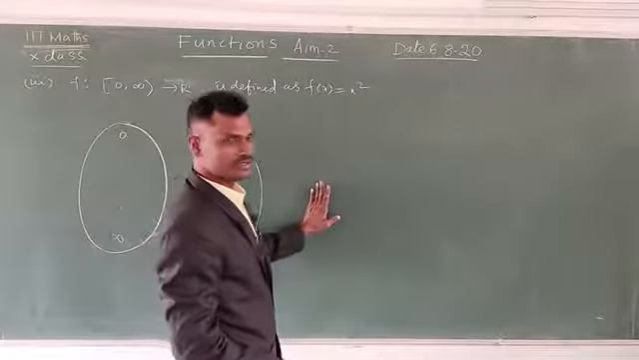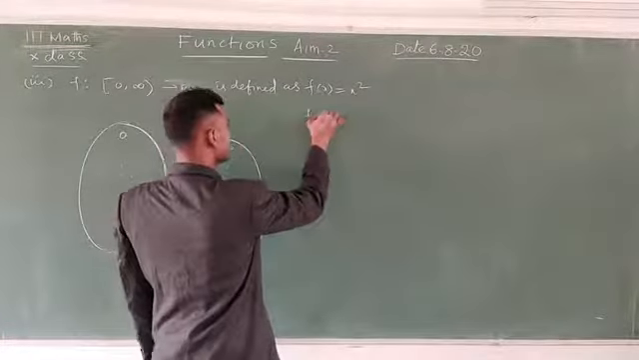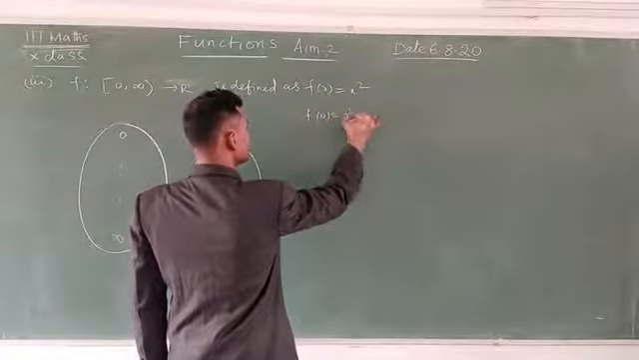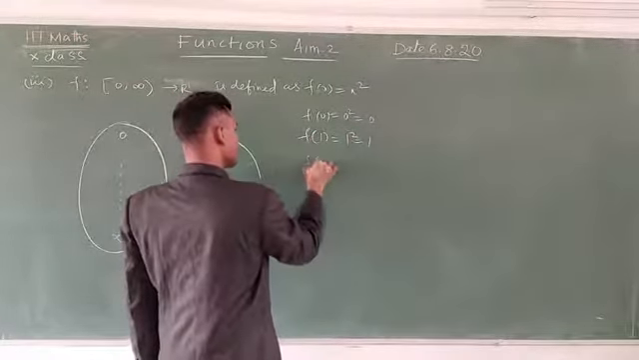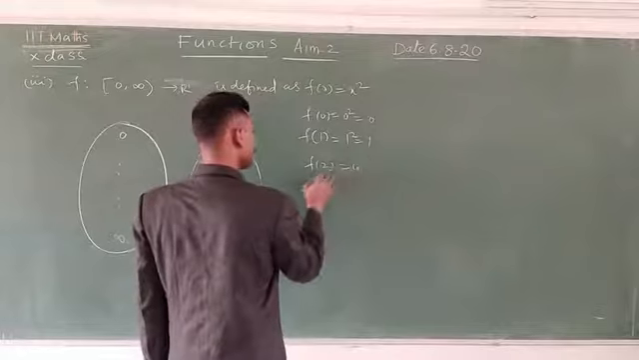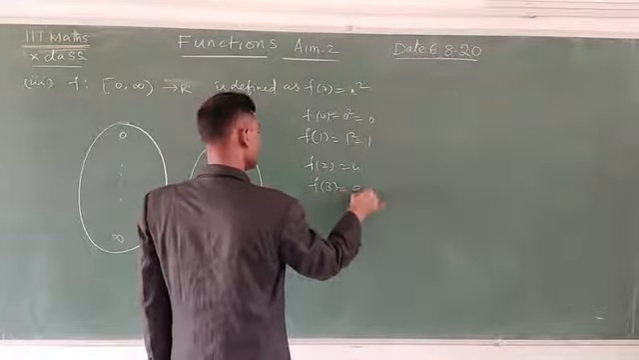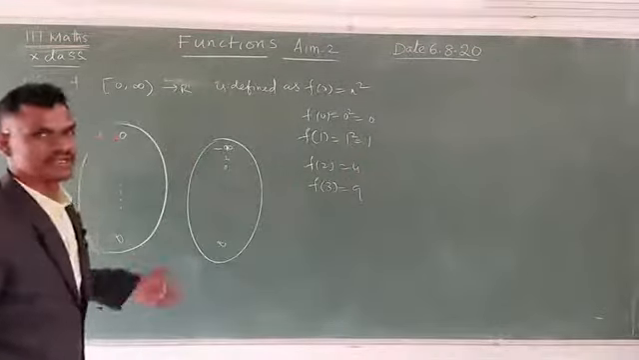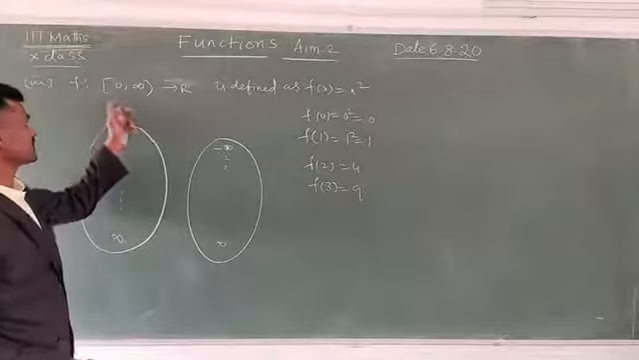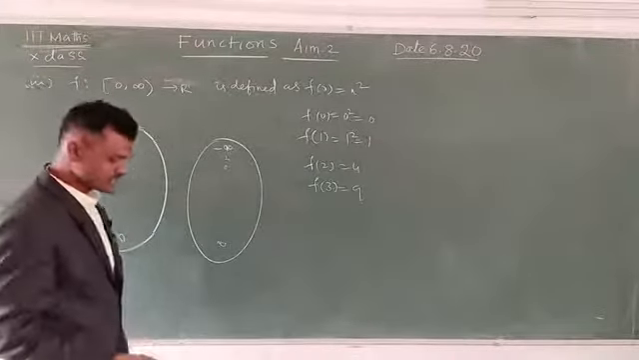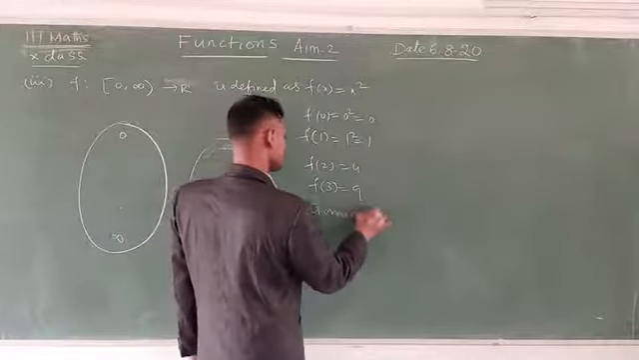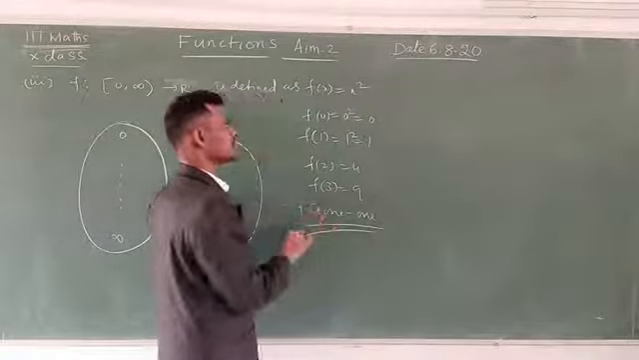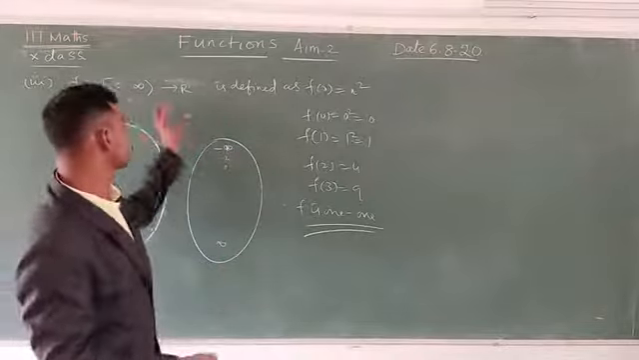Then 0 to plus infinite means f of 0 is equal to 0 square, which is 0. f of 1, you can write 1 square, 1. f of 2 is equal to 4. f of 3 is equal to 9. Here different elements have different images in this interval. That's why it is a one-one function. Therefore f is a one-one function. Different elements have different images in this interval only.